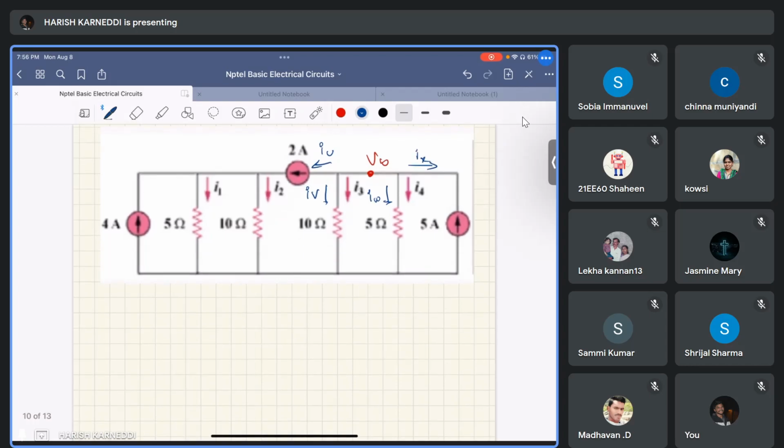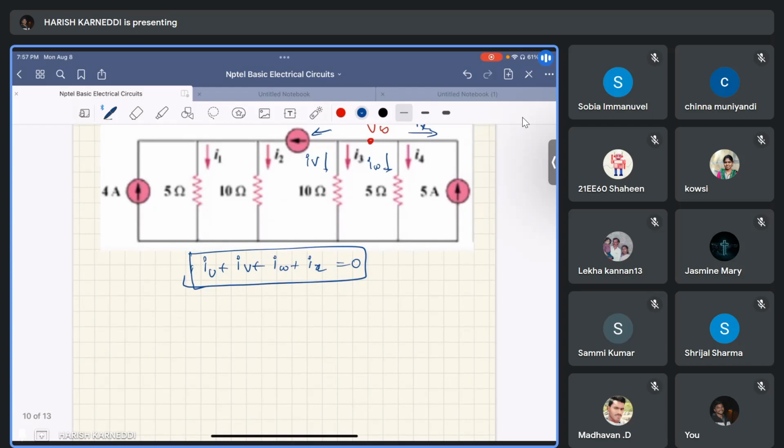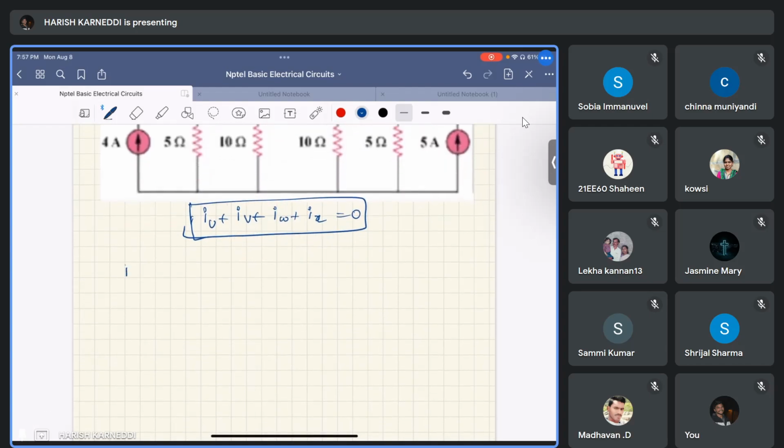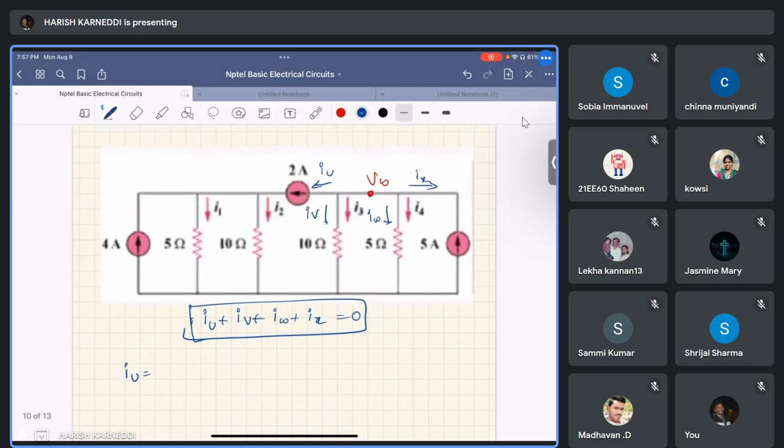So, okay. What is the KCL equation? It is IU plus IV plus IW plus IX equal to 0. This is the KCL equation at node 2, that is VB. So find out this IU, IV, IW and IX. IU is this direction of current, and this direction of current is the same as the 2 amperes source direction. So the IU is the same as the 2 amperes, right?